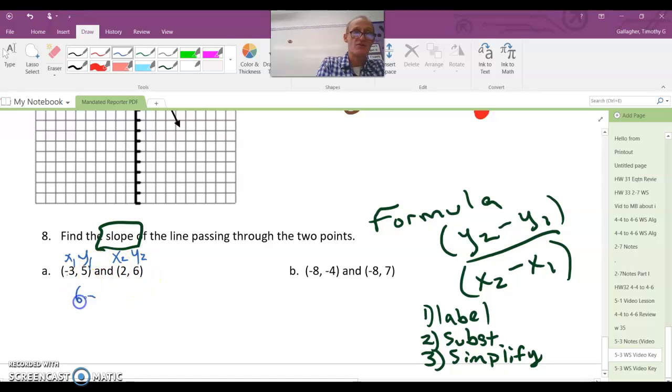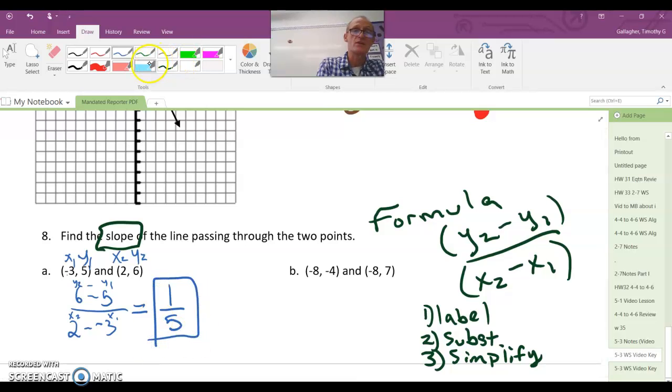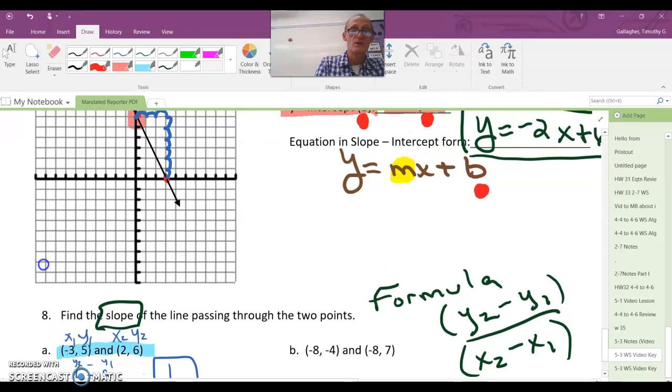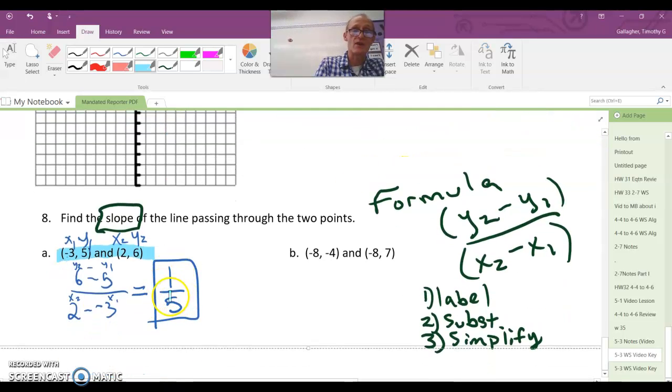So 6 minus 5, which is y2 minus y1, okay, over 2 minus -3, which is x2 minus x1. And then we're going to simplify. 6 minus 5 is 1. 2 plus 3 is 5. So the slope between these 2 points, if I were to graph them up here or something, the slope of that line would be 1/5.